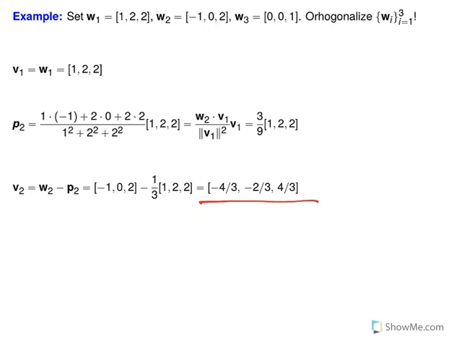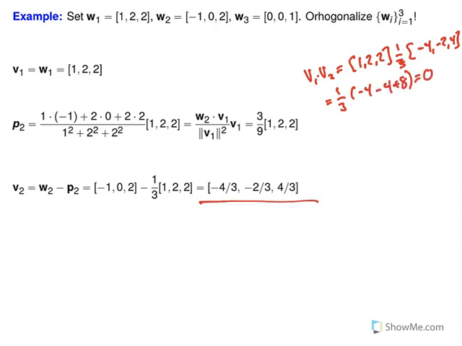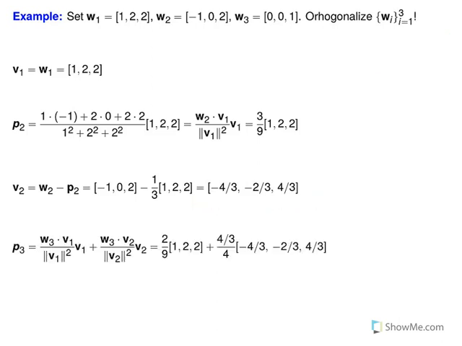Now you could check. If you take V1 dot V2, to make sure that these are orthogonal, well, this is 1/3 times minus 4 minus 4 plus 8, and yes, this is 0. So it seems to have worked. V2 is orthogonal to V1.